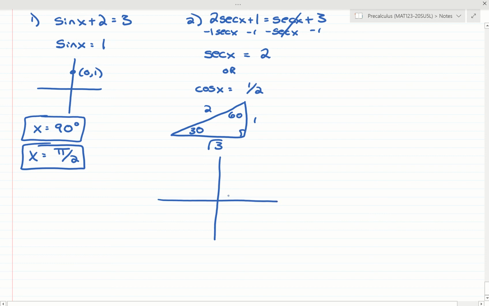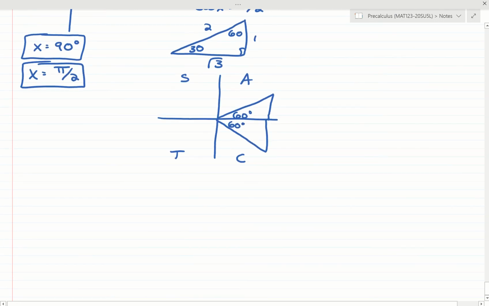But we know that if all students take calculus, we could also draw our 60 degrees right here. And cosine would also give us a triangle right there. So our answer could be 60 degrees and 300 degrees. Or if we were going to write our answer in radians, it would be pi over 3, and 300 would be 5 times that, so 5 pi over 3.